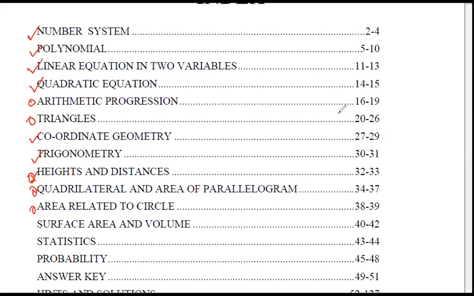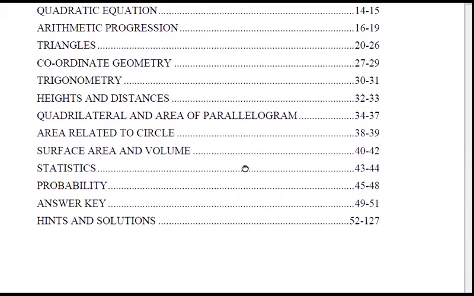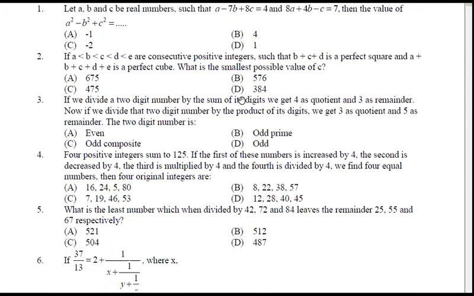Now surface area and volume. This is one chapter which might not be completed before NTSC, and we will see. It will depend on the speed, how much we can complete in your normal classes. Then probability, I guess it's the same as what we have studied in junior classes. If in school everything is completed, then no issues. We will try to complete probability. So I guess more or less everything will be completed.